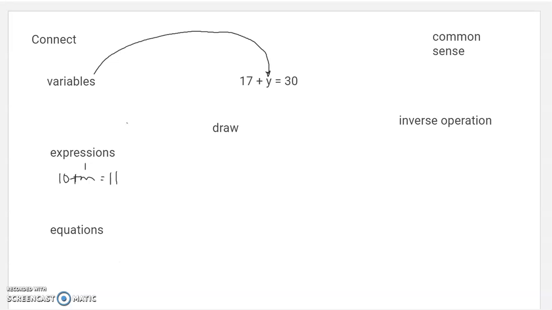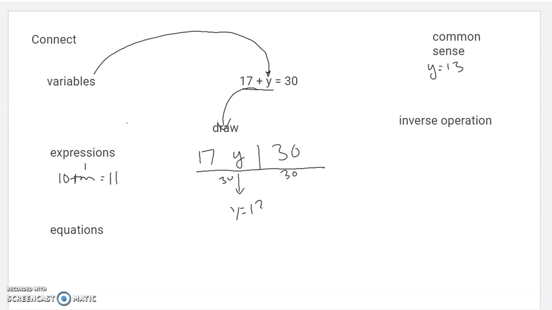Something like this we looked at last time in level 1: 17 plus y, or 17 plus what, equals 30. We looked at a common sense strategy where you could probably just look at that and figure it out. I showed you a drawing strategy where we put this side of the equation on one side of this balance. 17 added to y equals 30. We wanted both sides to have the same amount on them, the 30 on both sides, and could use that to figure out that y equals 13.